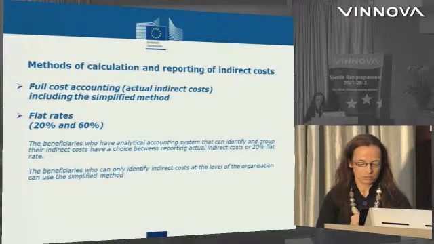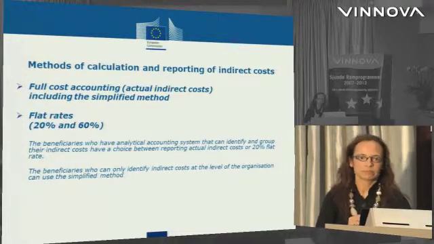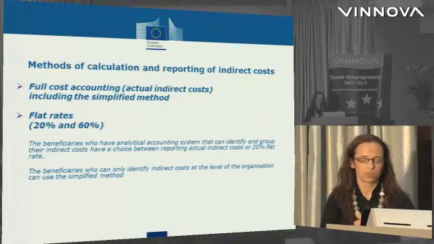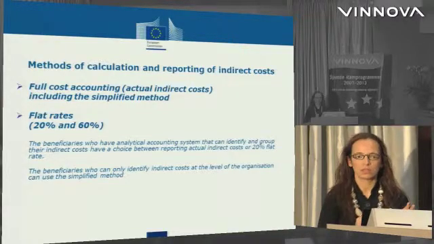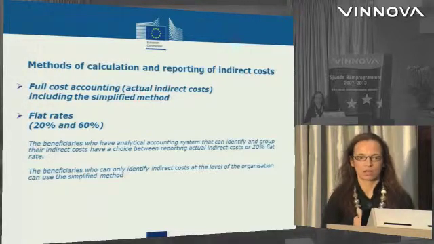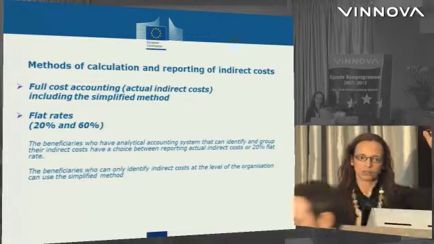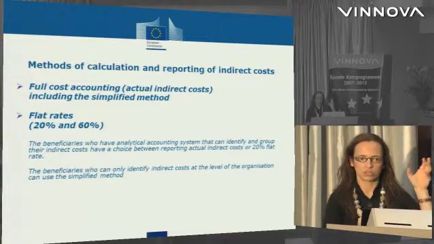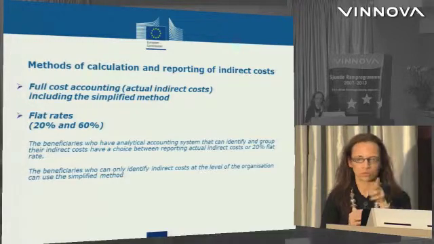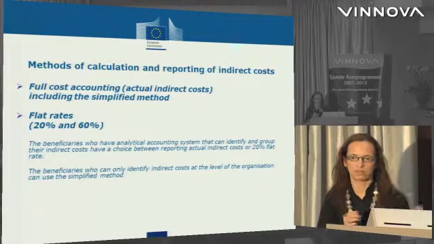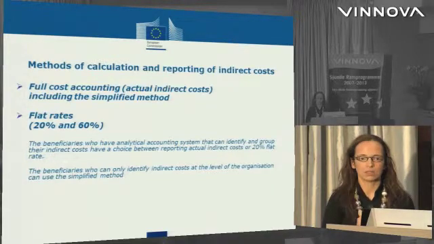The simplified method is something which is, I would say, in between the full cost accounting and the flat rates. It's something in which we see a situation where the beneficiary is almost having a full cost accounting, but it appears at a level of the whole organization. It doesn't go down to define it into departments or directions or whatever there is in the institute. So the simplified method, it's a type of full cost accounting.